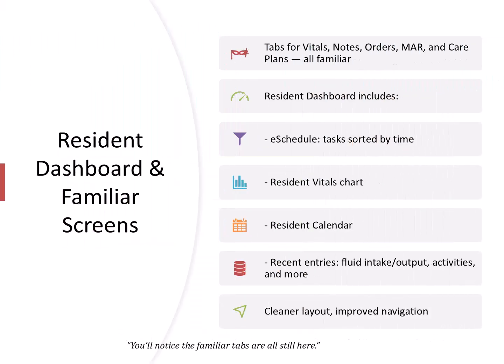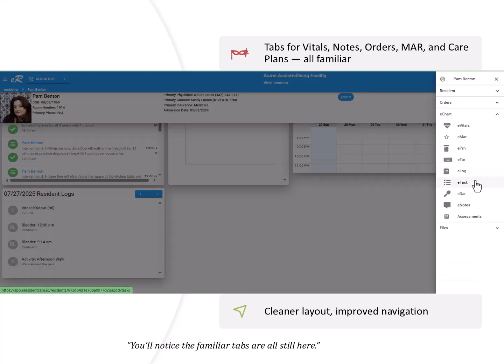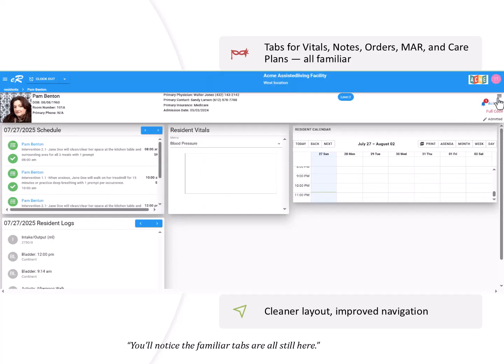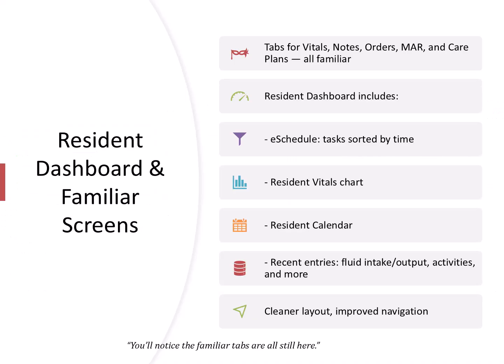When you open a resident in version 2.0, you'll notice the familiar tabs are all still here: vitals, notes, orders, MAR, and care plans. But now, you'll also see a resident dashboard, a helpful overview that includes the resident's e-schedule with tasks sorted by time, a vitals chart, and a calendar view. You'll also see the most recent entries for fluid intake, output, and resident activities, all in one place.